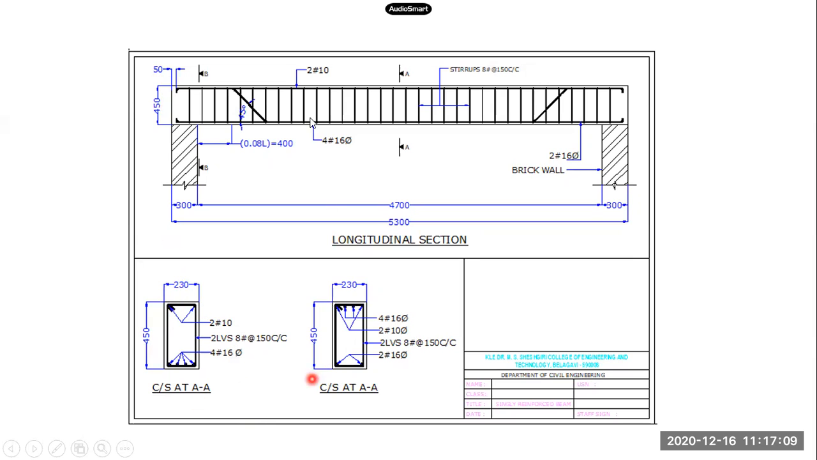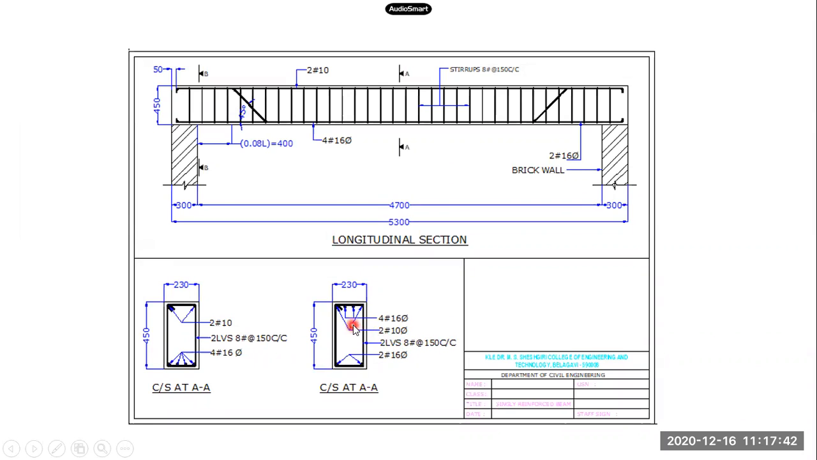The same cross section after the curtailment or after the bent up, this is actually cross section at BB over here near the support. Okay, what happens over here? Since 2 bars have been curtailed or bent up, on the bottom face you are left with only 2 bars of 16 diameter. From 4, now it has become 2 bars of 16 diameter. And the shear reinforcement will remain the same. 2-legged vertical stirrups of 8 diameter at 150 center to center will be provided there.